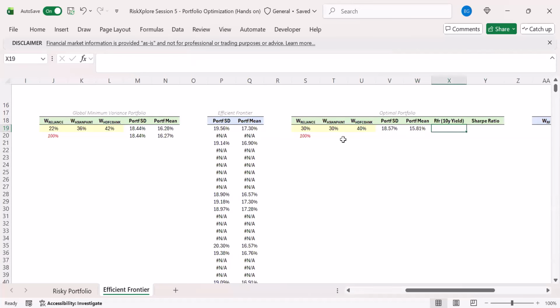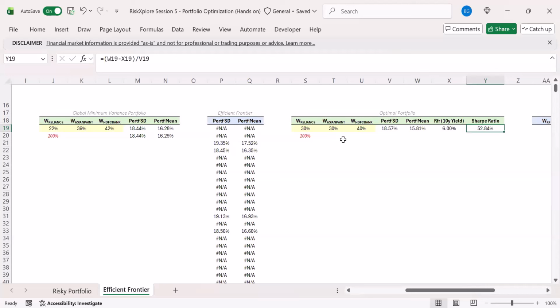RFR, let's assume we have RFR, the 10-year GSEC yield, as 6%. Okay, let's assume this as 6%. Now, how do we find out Sharpe ratio? Equals to, within brackets, portfolio mean minus RFR divided by portfolio SD. So we have Sharpe ratio here.